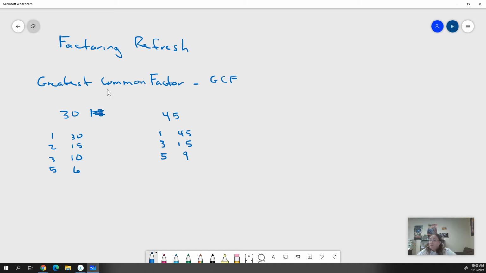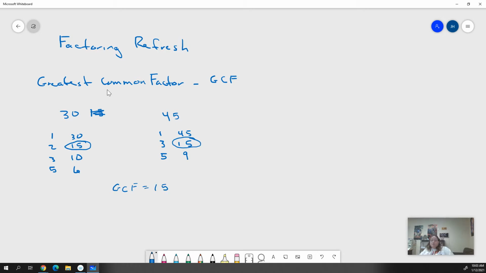The greatest common factor will be the biggest number that they share as a factor. Yes, they are both reducible by 1, they both have a factor of 3, and they both have a factor of 5. They don't share 6 or 10. But 15, they both share as a factor. So I have a 15 here, and I have a 15 here. So the GCF, the greatest common factor of these numbers, would be 15.